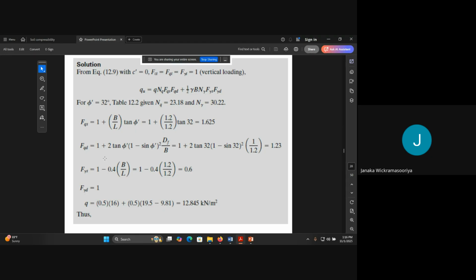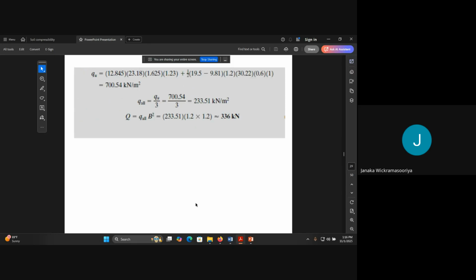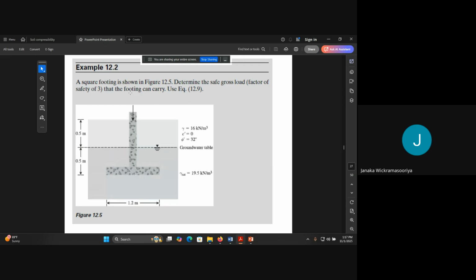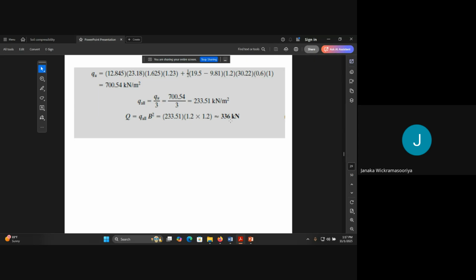And you can find the factors, so shape factors, inclination factors, and so on. Then you will get the ultimate bearing capacity as 12 point something. And what you have to find is the load. Therefore, you can use the factor of safety as 3. It is given factor of safety 3. So the answer is 336 using Meyerhof's method.